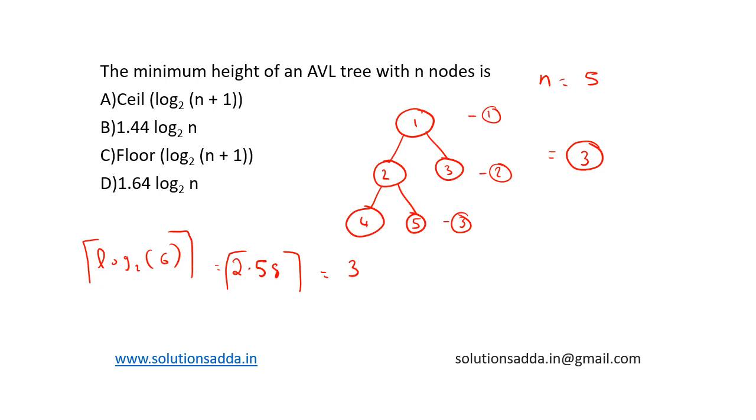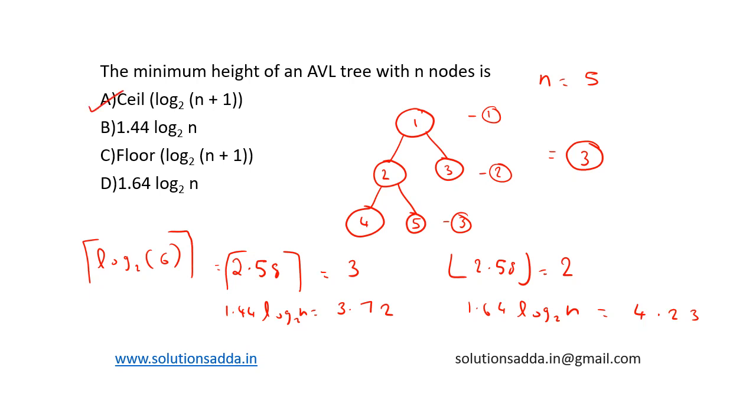Second option is 1.44 log n. 1.44 log n would yield a value of 3.72. That is 1.44 log n, option B. And the next option is floor of log n plus 1. So here the floor value of 2.58 will be equal to 2. And the last option is 1.64 log to the base 2 of n, which would yield a value of 4.0. So going by the options, we have log of n plus 1 and the ceil value. So option A is the correct answer.